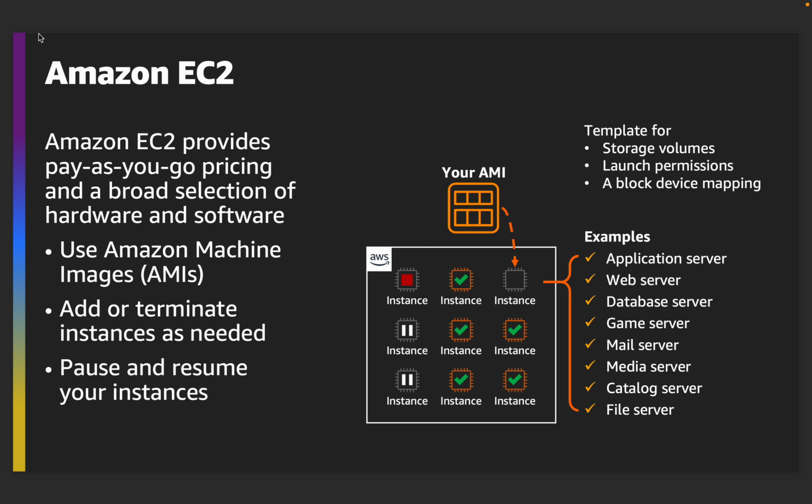EC2, your AMI, then instance, how many instances you need. And so Amazon EC2 provides pay-as-you-go pricing, broad selection of hardware. Use an Amazon Machine Image, AMI. Add or terminate instances as you need. Pause and resume your instances. Storage volume, template for storage volume, on-premises, block devices. Example: application server, web server, database server, game server, mail server, media server, catalog server, file server.